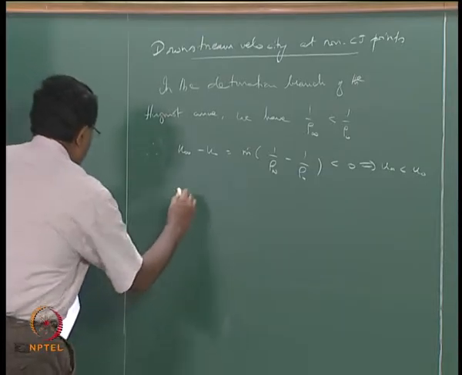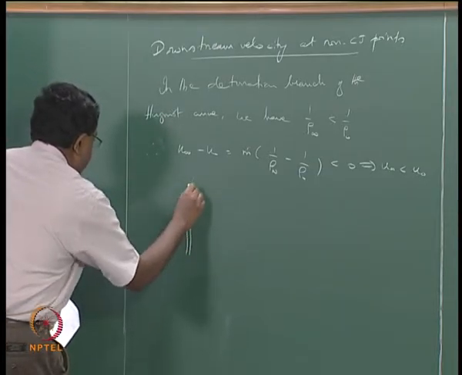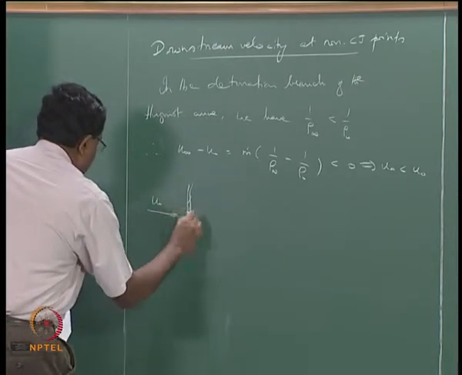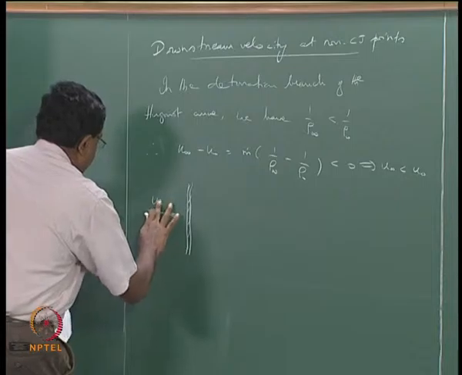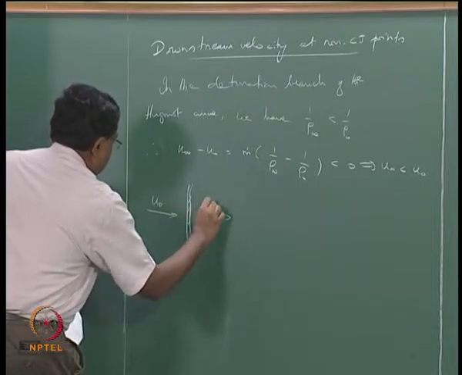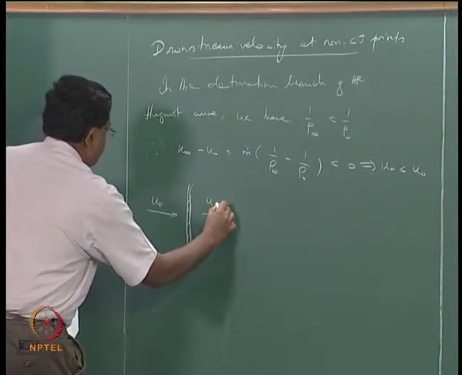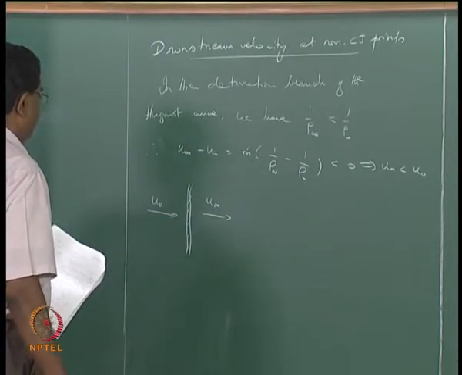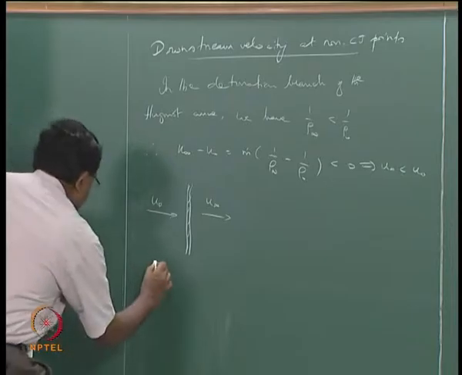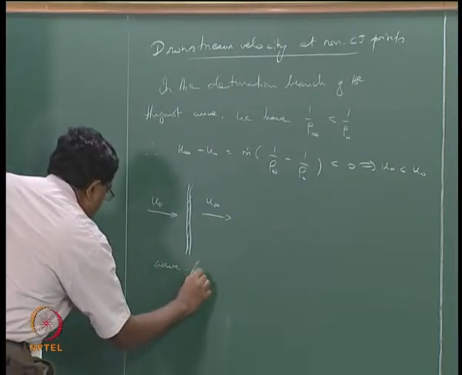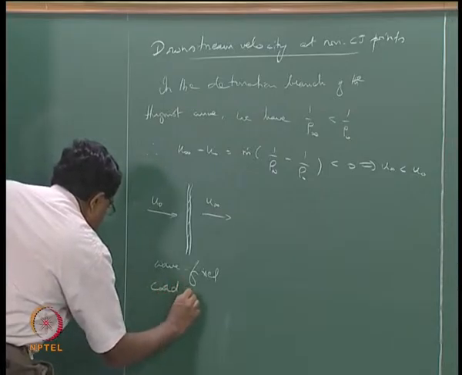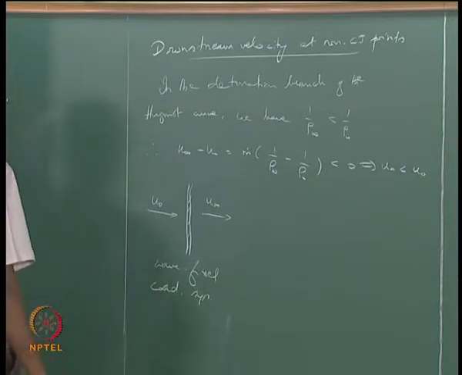So if you now have a wave that is fixed in a coordinate system and you had a u naught like this and u infinity like this, this is what is the story, right? But if you now look at it, so this is wave fixed, right.